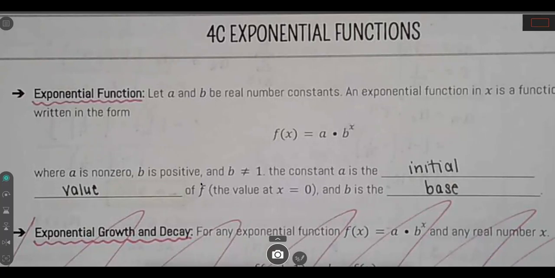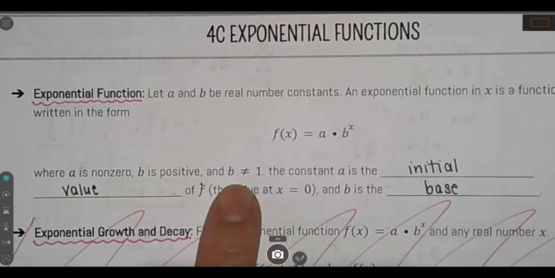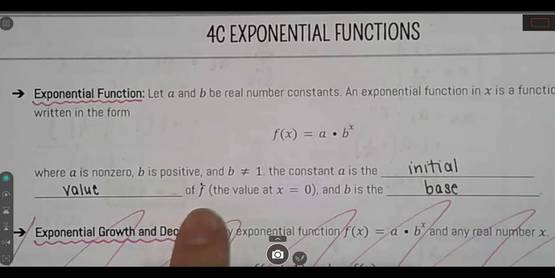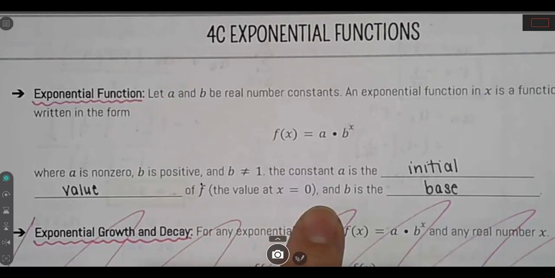Exponential functions and logs. You guys have seen that before? Okay, wonderful. We're going to do even more with it. So this is just a quick overview, a quick review of the basics. This is, of course, where a is non-zero, b is positive, and b does not equal 1. The constant a is the initial value of f, the value at x equals 0, and b is the base.